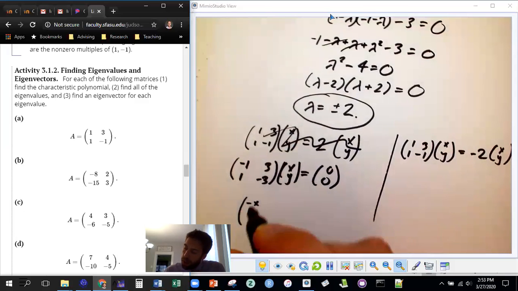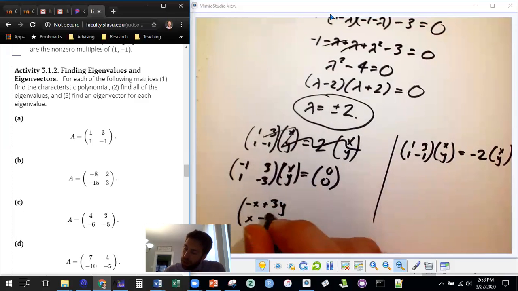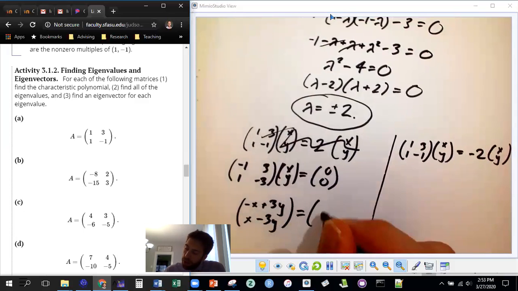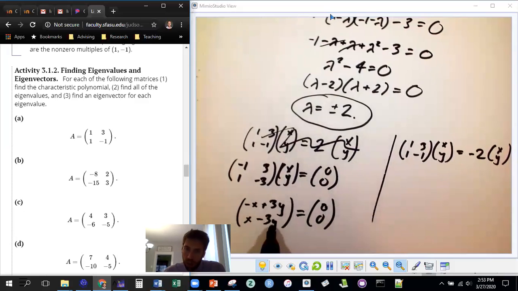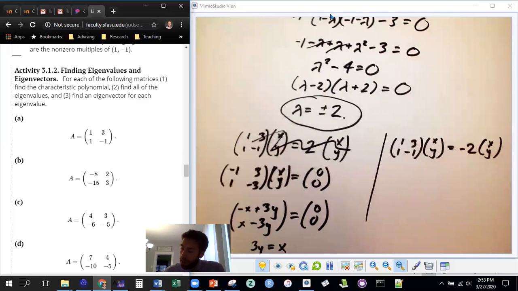negative row times column plus 3y, and the other one is x minus 3y equals 0, 0. Now you should notice that these are basically the same equation, so you only need to really solve one of them because it's like the same equation repeated. So then solve for x or solve for y. So in this case, 3y equals x. So that means I can substitute where I have x a 3y. So then my vector would be 3y, y.